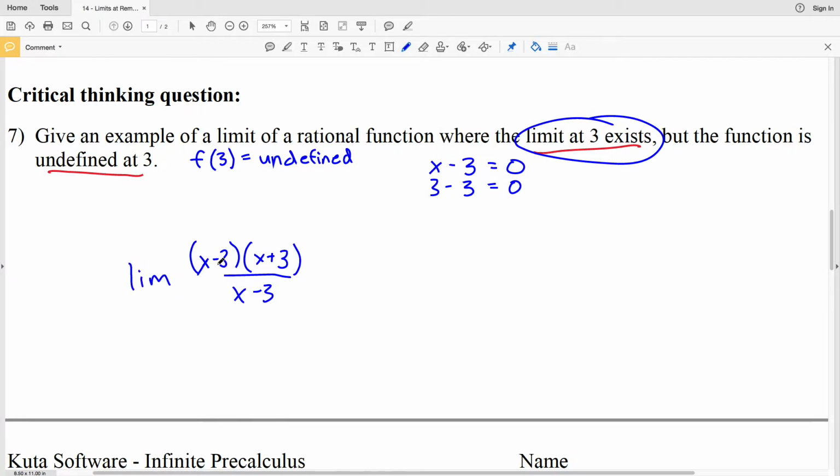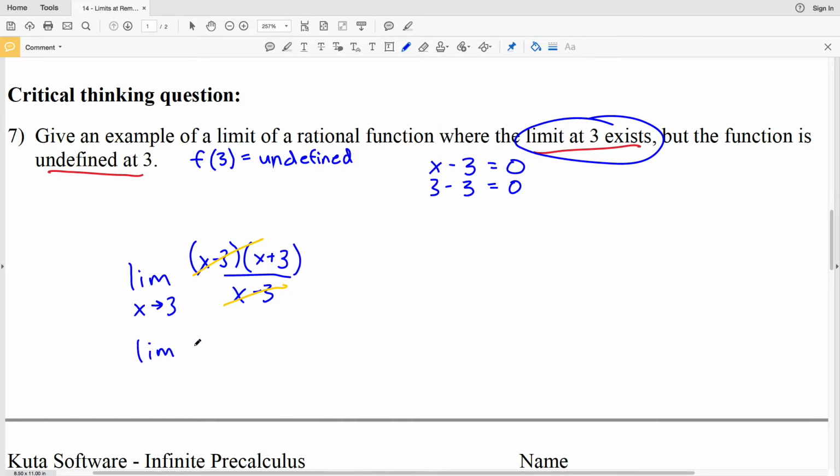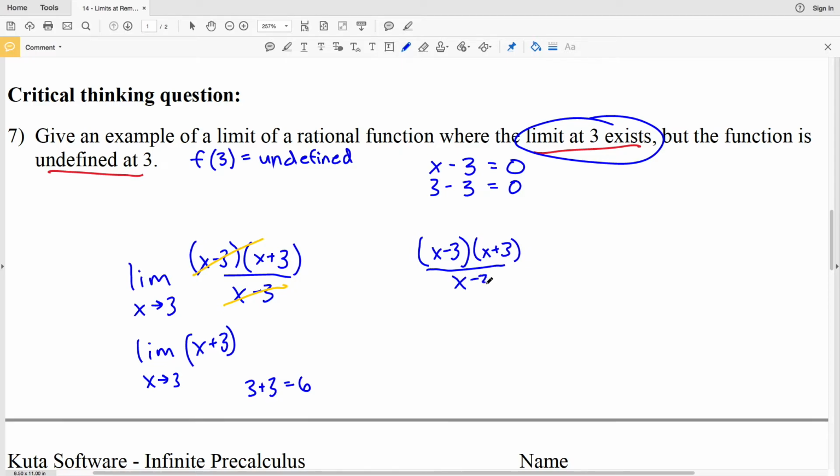However, the limit of x minus 3 times x plus 3 over x minus 3 as x approaches 3 does exist, because we can cancel out x minus 3 and x minus 3 to solve for the limit of x plus 3 as x approaches 3, which, plugging 3 in for x, we'll get 3 plus 3, which is 6. So we're going to be using this function, but this is the simplified form, so let's expand out that numerator. So x minus 3 times x plus 3 all over x minus 3.